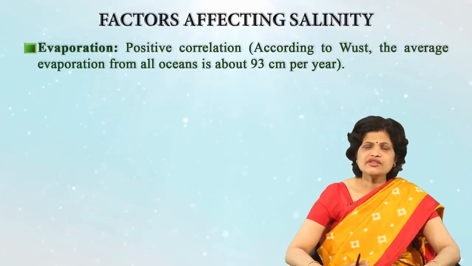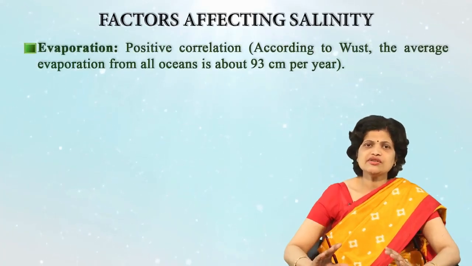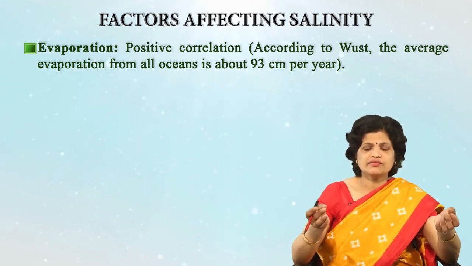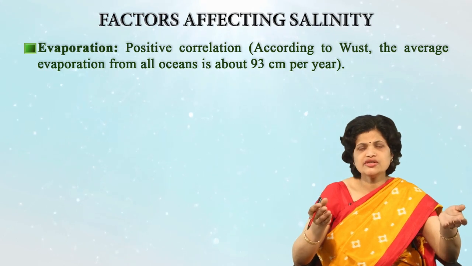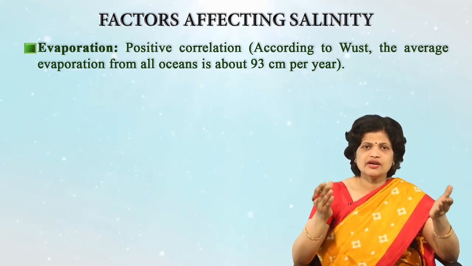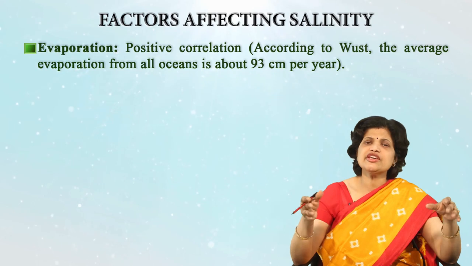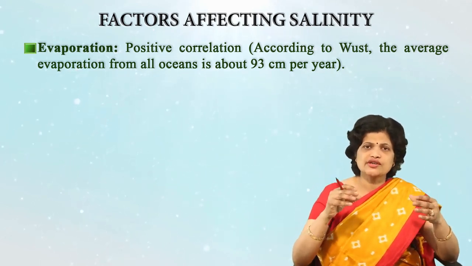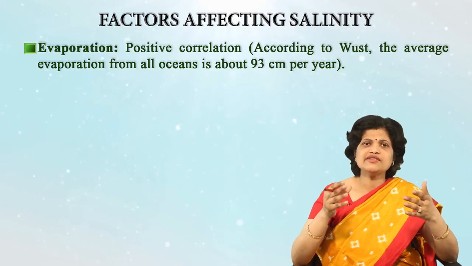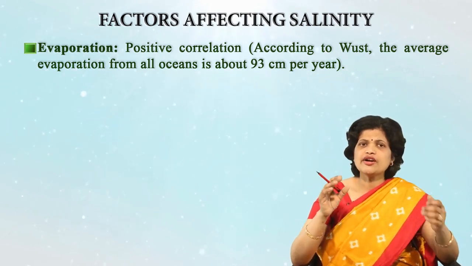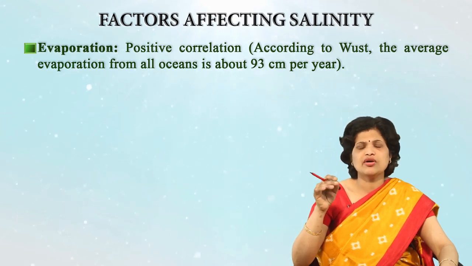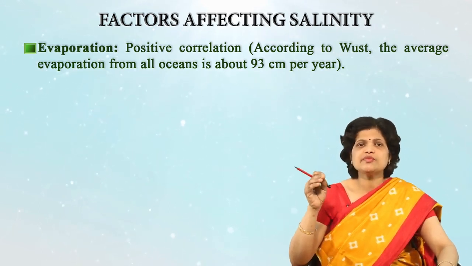Evaporation has a positive correlation with salinity, because during the process of evaporation, the water content of the sea water evaporates, and what is left behind are the salts. So definitely salinity will increase. According to WUS, the average evaporation from all oceans is about 93 centimeters per year.